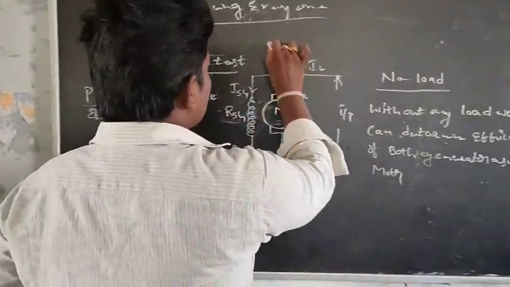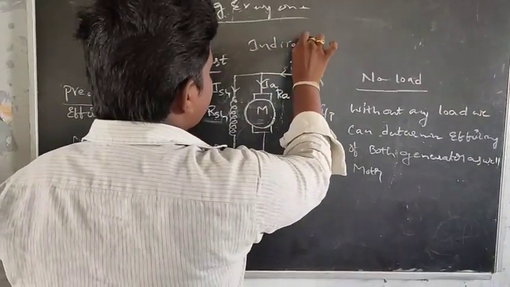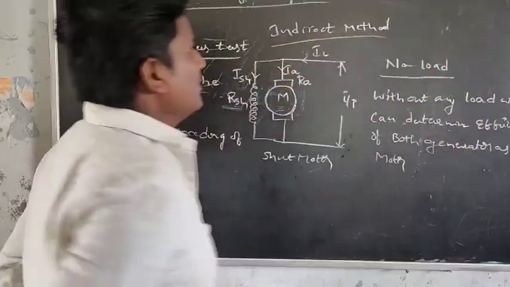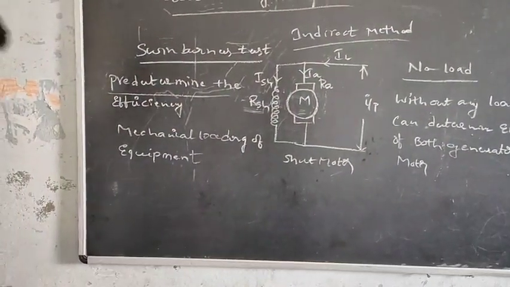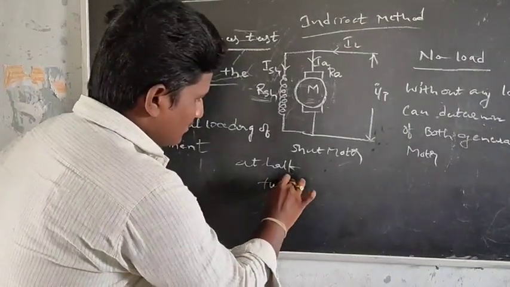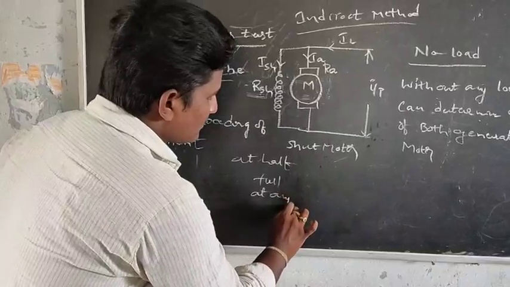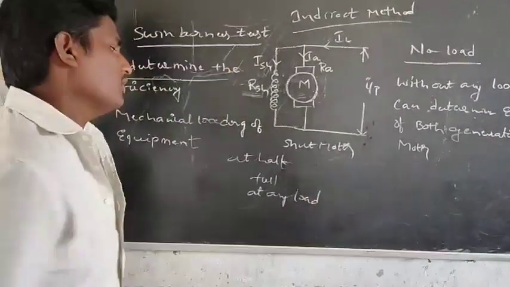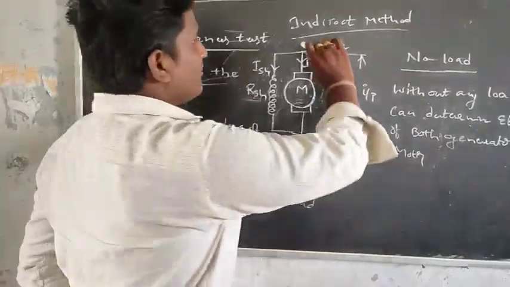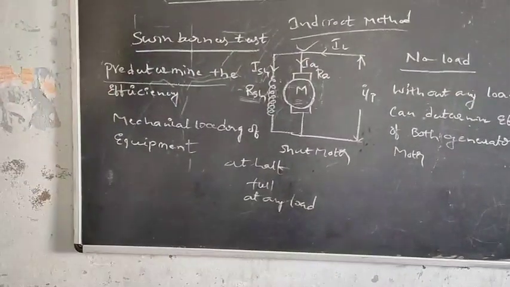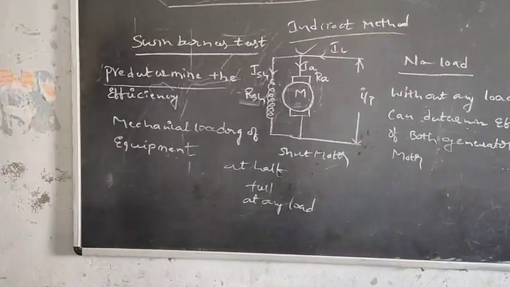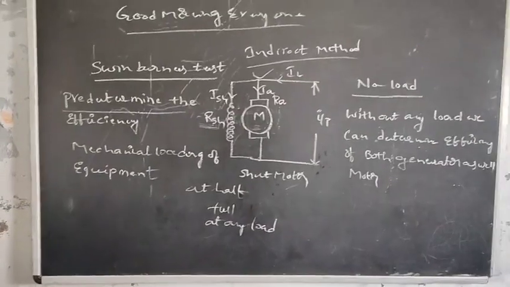Otherwise, this is an indirect method. Without loading, we can determine the efficiency at half load, at full load, at any load, of the motor. So this is the purpose of Swinburne's test. Next, how can we determine the efficiency of the motor?